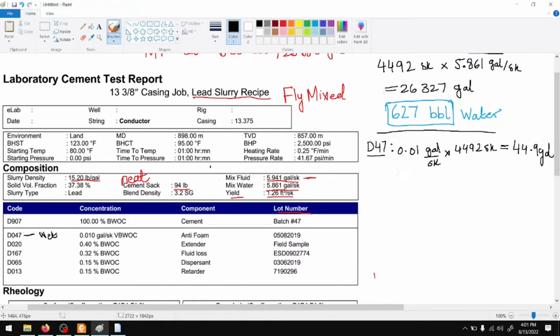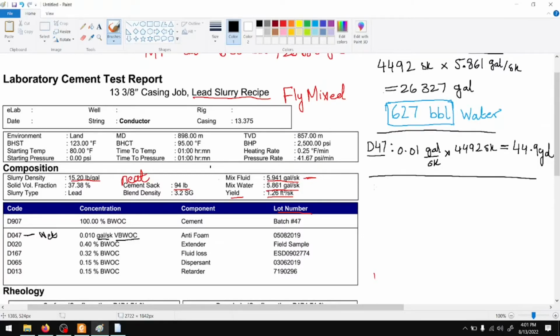Okay, so the thing to note here for your wet or liquid chemicals, for example D47, which is your antifoam, is that your concentrations are given in the unit gallons per sack, volume by weight of cement. So you do not have to do anything. Your units are already set: by multiplying your revised sacks of cement by your concentration, you immediately get your result in gallons. So if you multiply your revised sacks of cement with your concentration in gallons per sack, you would get 44.9 gallons of antifoam, which is D47. So nothing much to do here.